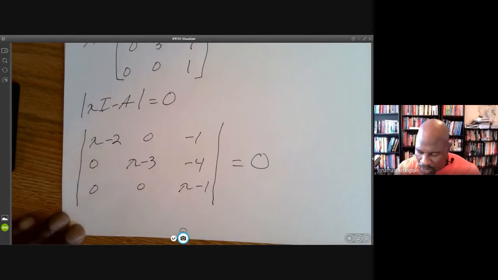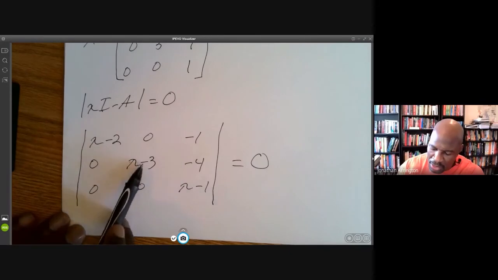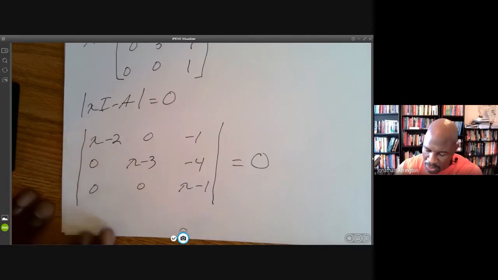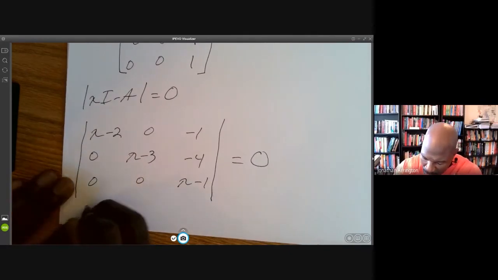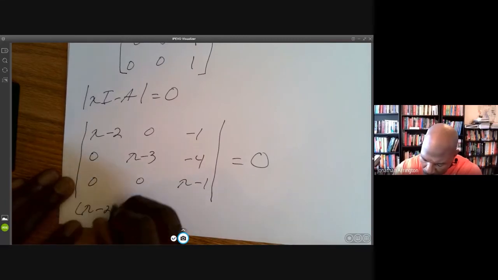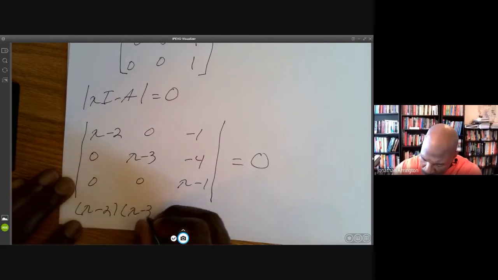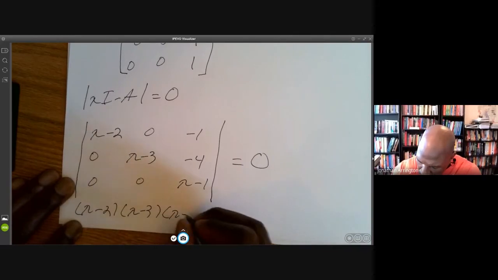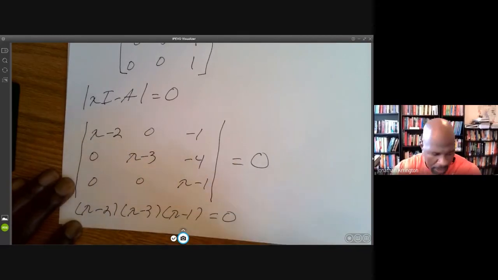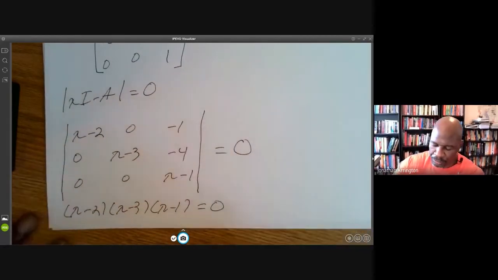The determinant of a triangular matrix is very easy to find because it's just a product of the entries of the main diagonal. So the determinant of this matrix is simply going to be (lambda minus 2) times (lambda minus 3) times (lambda minus 1). And that, of course, is going to equal 0. So you can see here we have 3 eigenvalues, 2, 3, and 1.